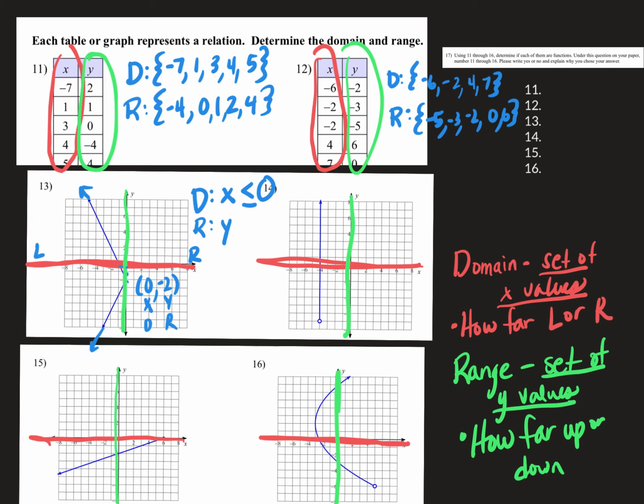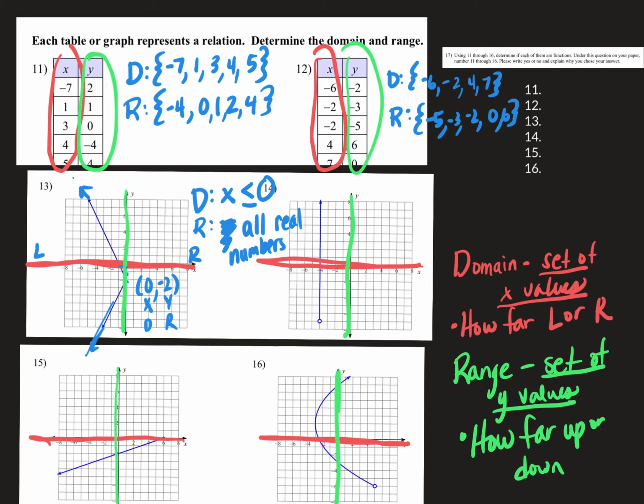Now for my y's, how far up or down does this graph go? Well, it goes forever up and it goes forever down. When it goes forever up and forever down, then the range, or the domain if it goes forever left and right, is all real numbers.